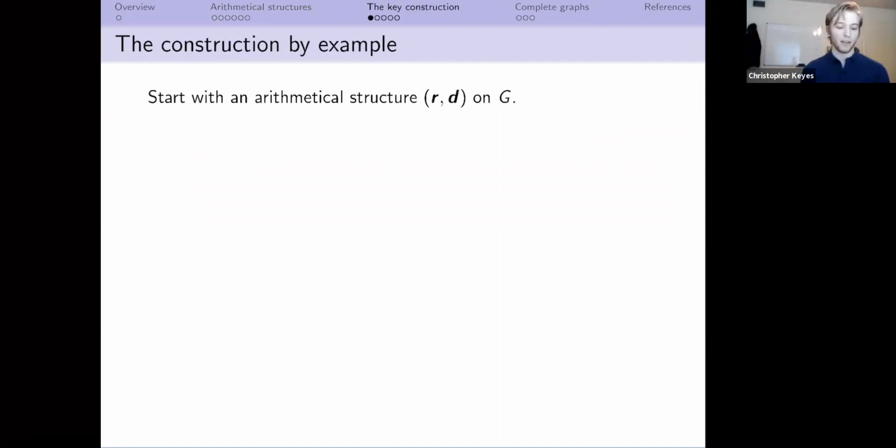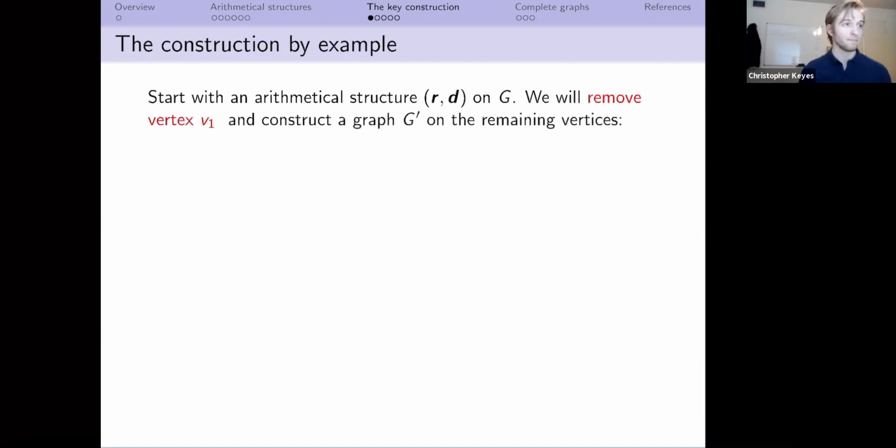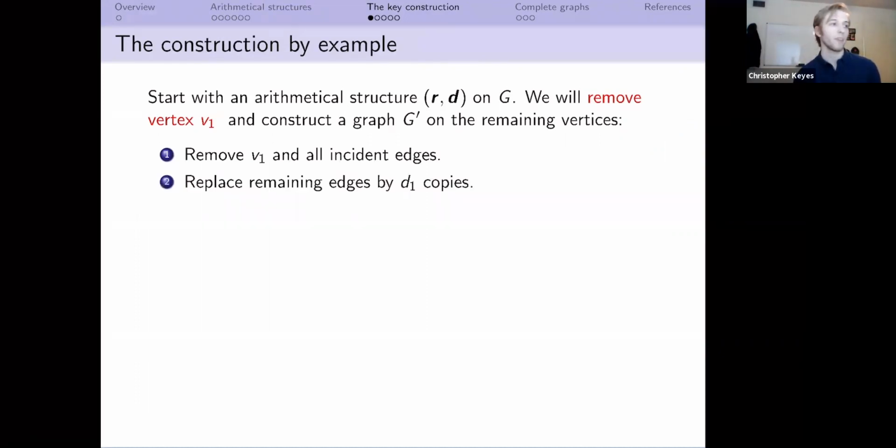So if we start with an arithmetical structure, R, d, we're going to just remove a vertex. We're going to just remove V1 for simplicity and construct a graph G prime from the remaining vertices. So we remove that first vertex and all the incident edges, and we're going to replace the remaining edges by D1 copies. So this part of the construction really depends on which arithmetical structure we start with. And I think this was the step that sets it apart from other similar constructions found in the literature.